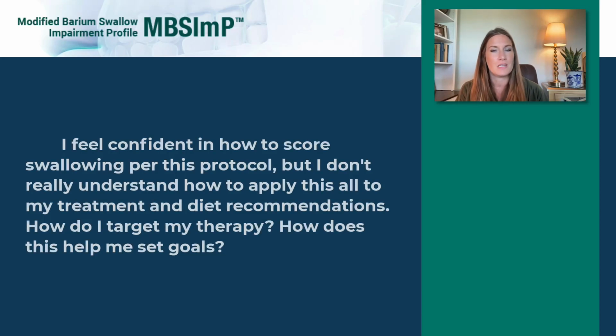I feel confident in how to score swallowing per this protocol, but I don't really understand how to apply this all to my treatment and diet recommendations. How do I target my therapy? How does this help me set goals?